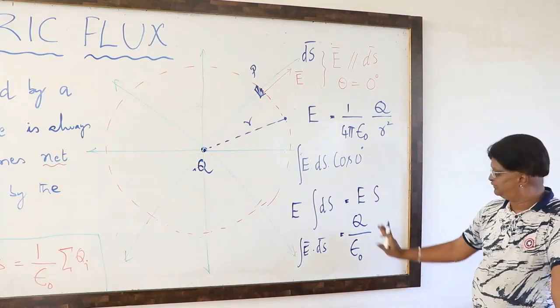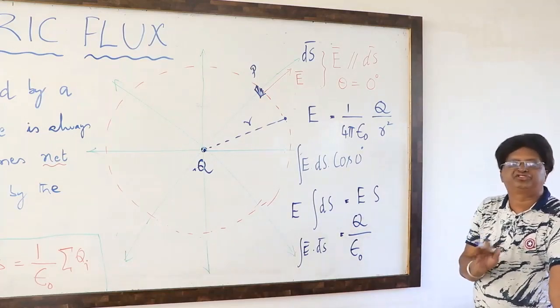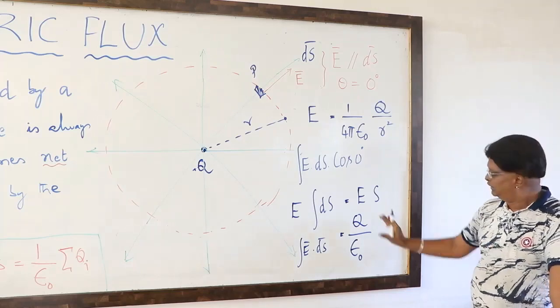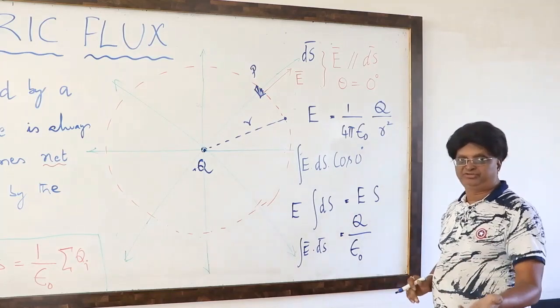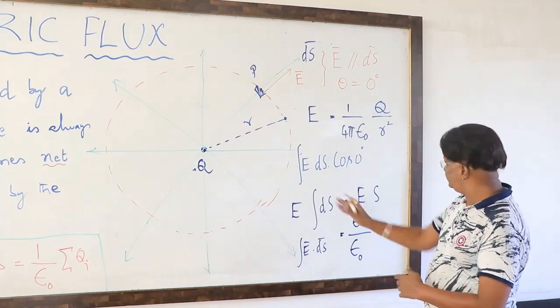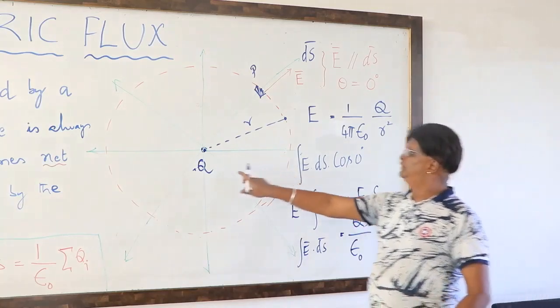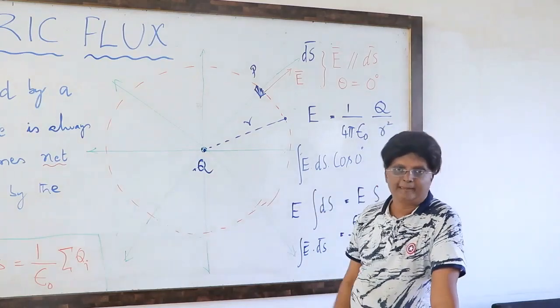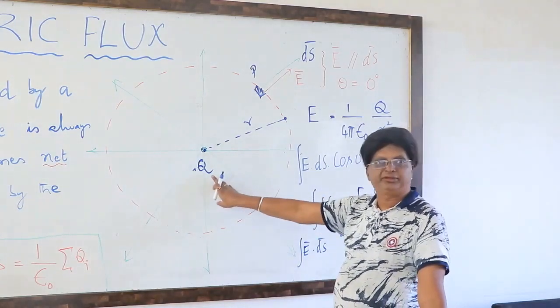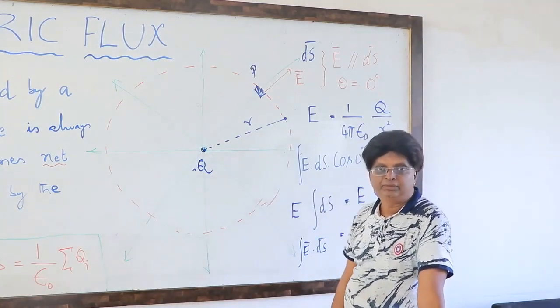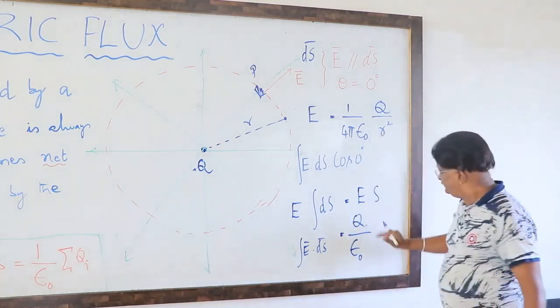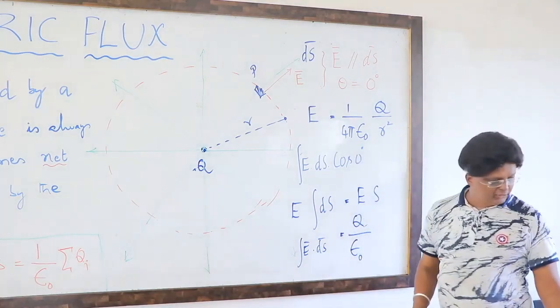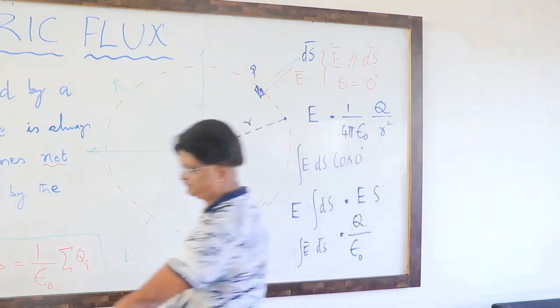Here you please look at this Q. What is Q? Don't just say it is a point charge. No doubt it is a point charge, but in fact here, what is Q? It is the only charge inside this Gaussian surface. Inside the Gaussian surface it is the only charge.